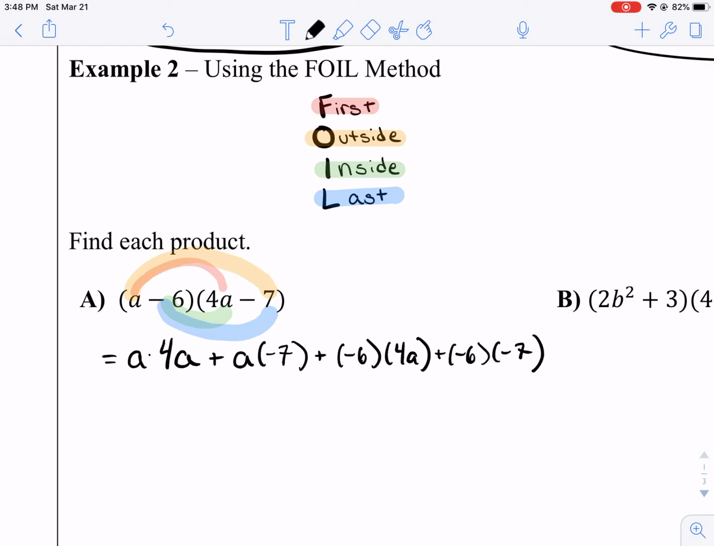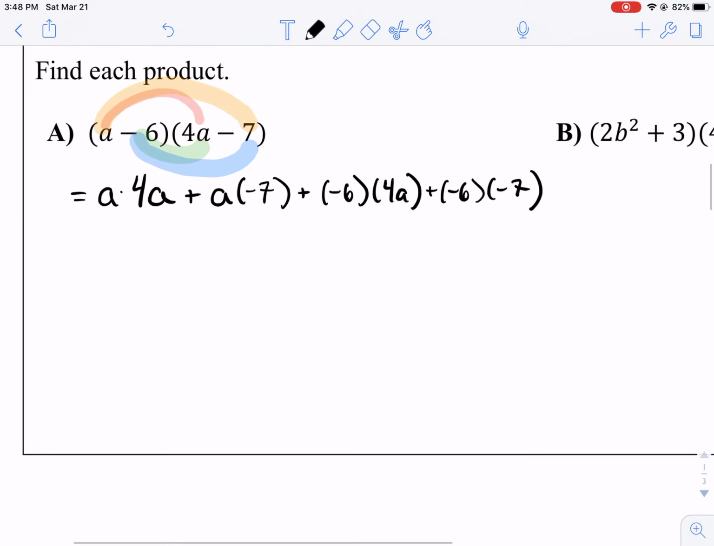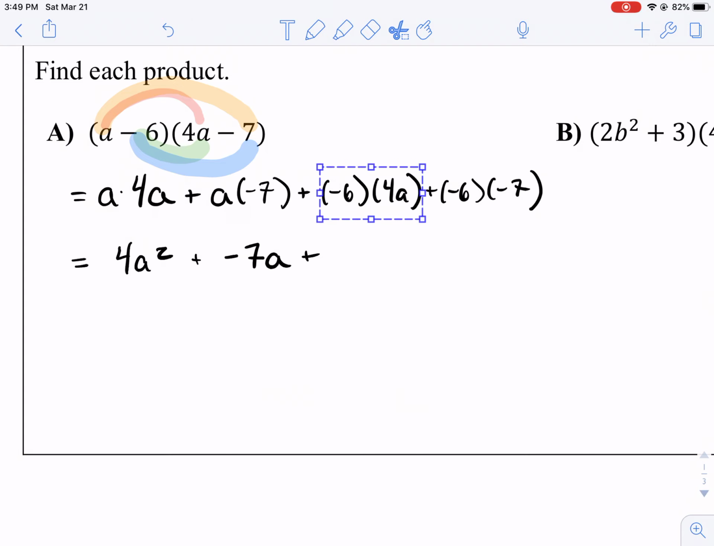Let's go ahead and clean that up as best we can. A times 4a is 4a squared. A times negative 7 is negative 7a. Negative 6 times 4a is negative 24a. And finally, negative 6 times negative 7 gives us a positive 42.